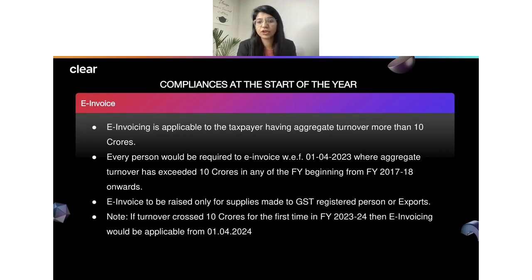I could see there's another question from Amit. Amit says, is this applicable on services as well? Yes, Amit, invoicing is applicable for both goods as well as services.